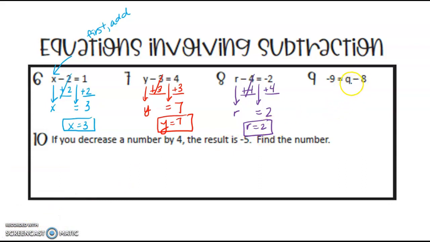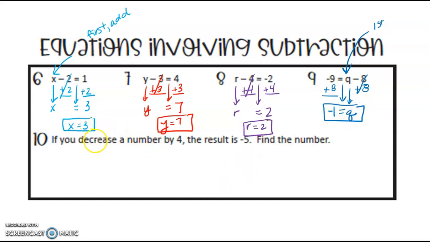And the last one up here, I have negative 9 is equal to q minus 8. In all of these, I have had the variable first. I'm going to have to do one where the variable's second because that means you subtract. So hopefully we'll see that sometime. So I'm going to have to add 8 here, which means I'm going to add 8 over here. I need q by itself. This goes away. q comes down here. My equals comes down. Negative 9 plus 8 is negative 1, and that's my answer.